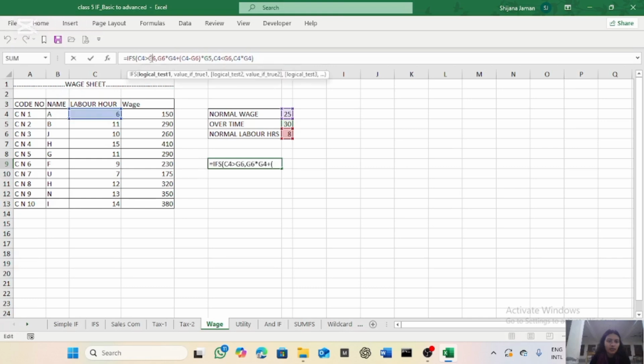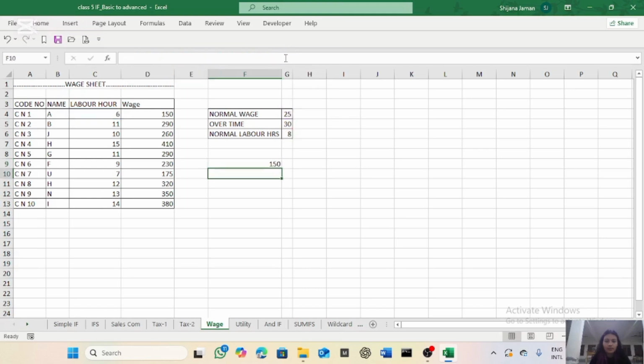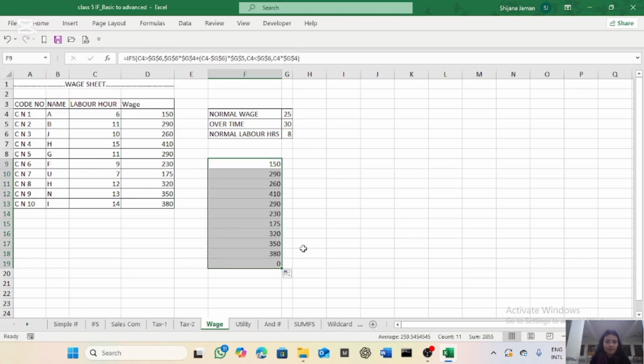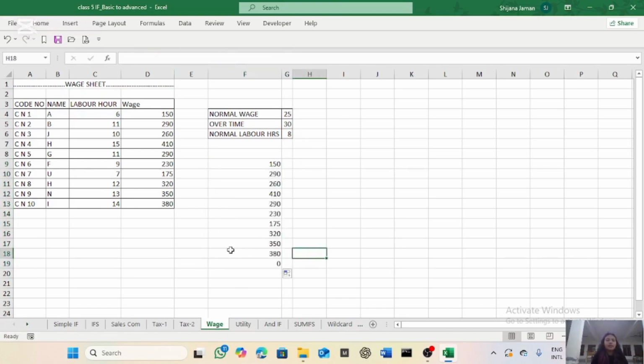Now we have to freeze it. Press, now fill the series. So this is our wage sheet, and this is our wage.